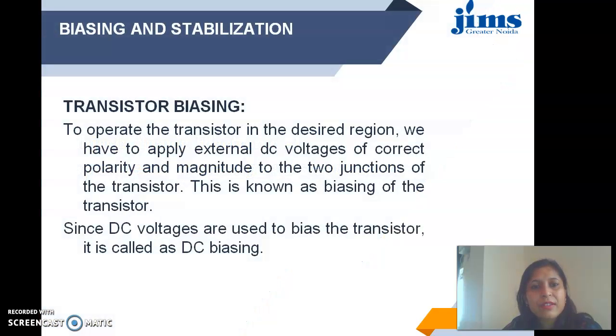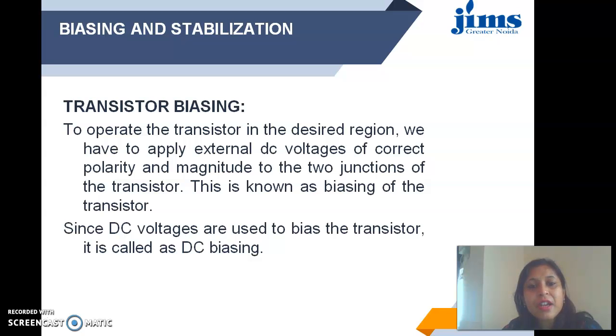So basically, what is transistor biasing? In order to operate the transistor, we have to apply some DC bias voltage, and that voltage must be applied in an appropriate manner. Appropriate means the polarity, the magnitude and the particular values of the voltages should be perfect in order to get the desired results out of our device, the transistor. So there is a need for proper transistor biasing.